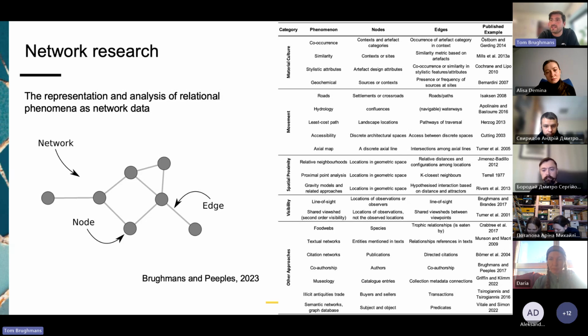On the right-hand side here, you can see a table which is taken from this book here. So that's the Cambridge Manual in Network Science in Archaeology. And I think in chapter 2, we give an overview of the diversity of phenomena that are studied by archaeologists and how you could represent different nodes and different edges. So there are material culture networks, movement networks, spatial proximity, visibility, food webs, co-authorship, museology, lots of different things.